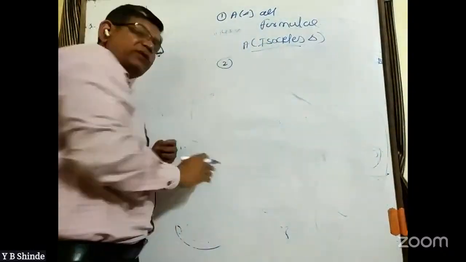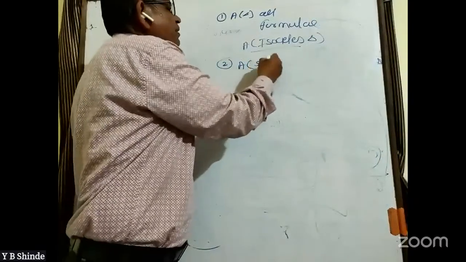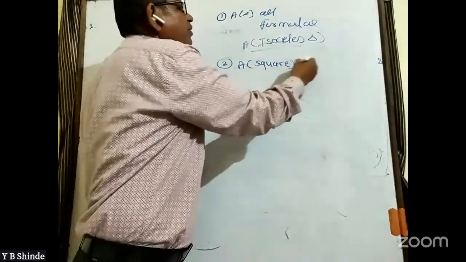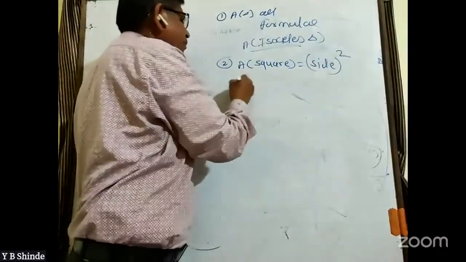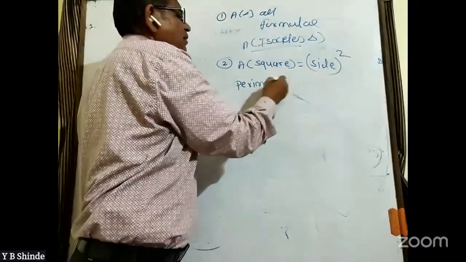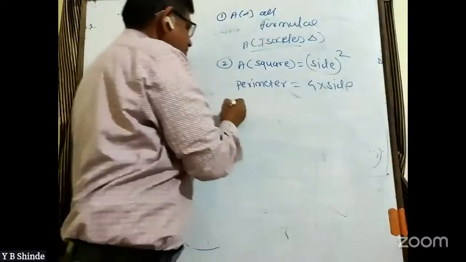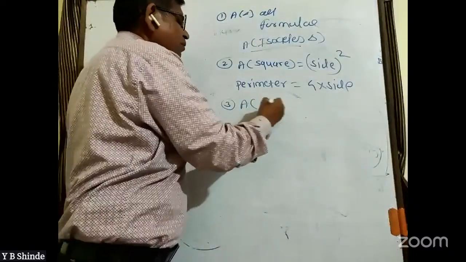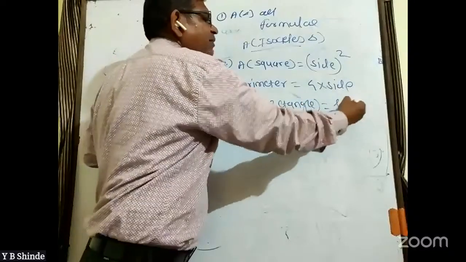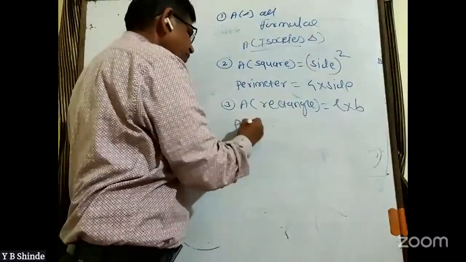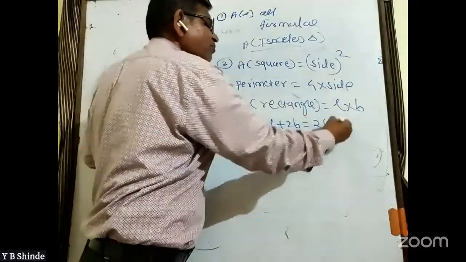Now, second formula. What is the area of a square? The area of a square is very simple. That is the side squared. And what is the perimeter of a square? The perimeter will be 4 into side. Third, what is the area of a rectangle? Keep in mind, length into breadth. What is the perimeter of a rectangle? 2L plus 2B. That is 2 times (L plus B).